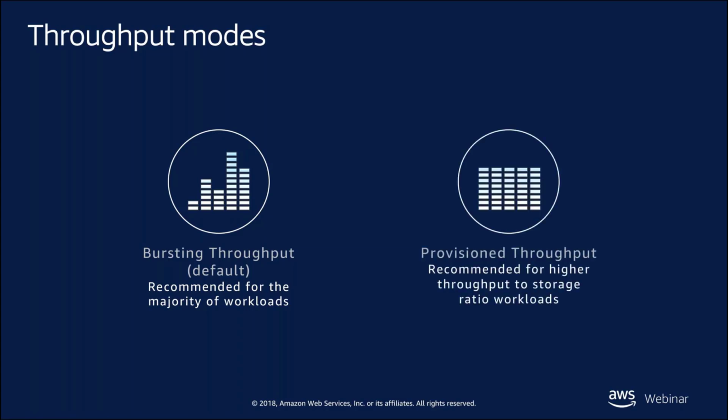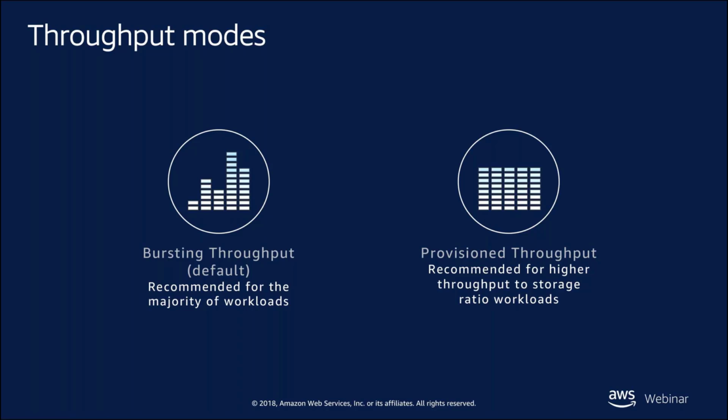So the other throughput mode is what we call provisioned throughput mode. And this is recommended for workloads that require a higher throughput to storage ratio than what is offered in bursting throughput mode. So in this mode, basically what you're doing is provisioning a set amount of throughput, independent of the amount of data being stored in your file system.